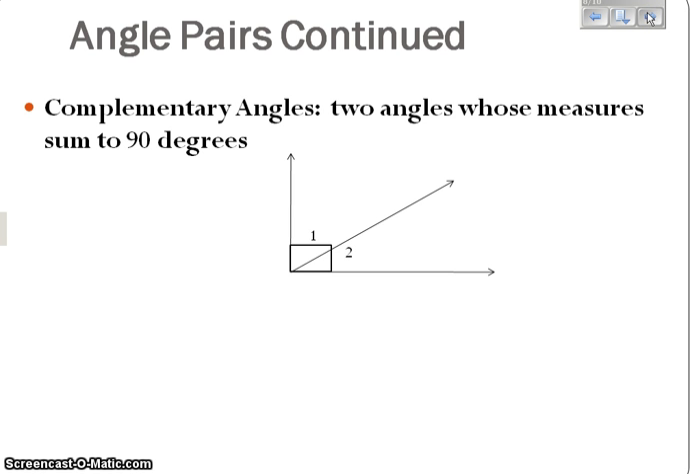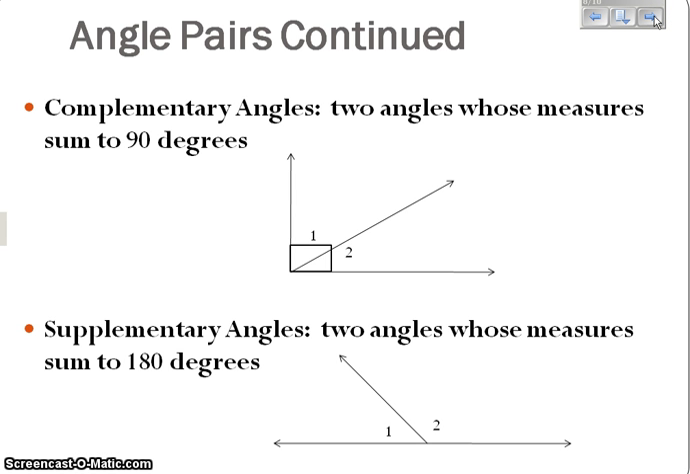Okay, we can also have complementary angles. And now these are two angles whose measures specifically sum to 90 degrees, or the two angles together make a right angle. They are called complementary angles. We then also have supplementary angles, where the two angles add together to be 180 degrees, or they make a straight angle.